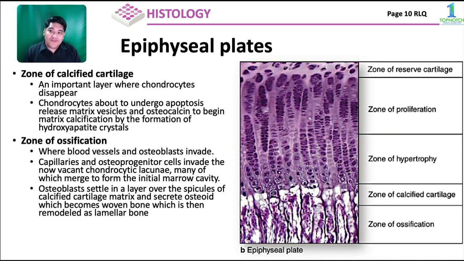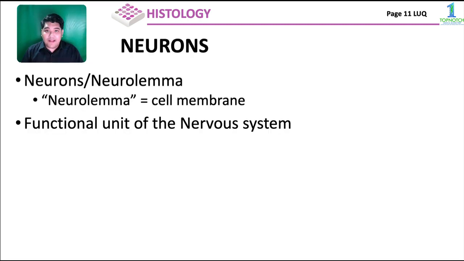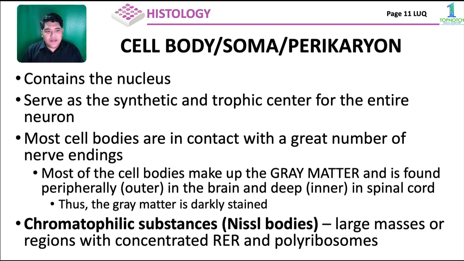So that's the end of the series on connective tissue. We will move on to the next topic, your nervous tissue and the nervous system. Okay, so now let's talk about nervous tissue and the nervous system. We know that the cell in nervous tissue is your neurons. Review lang, the cell membrane of our neurons is called the neurolemma. Okay, and this is the functional unit of the nervous system, your neurons.